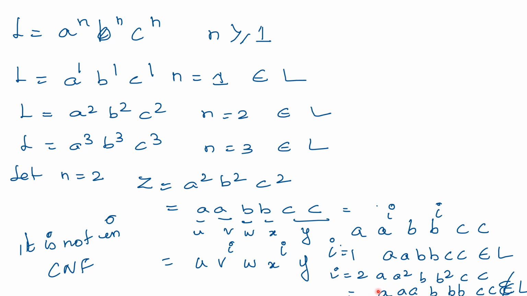i equal to 2. You are going to pump this a alone, then b here. So what is the answer? Double a, double b and double c. So what is the condition for n equal to 2? We need double a, double b, double c. Yes, here one more a and one more b are added. So an equal number of a, b, c is not present in this language, so the given grammar is not context-free.